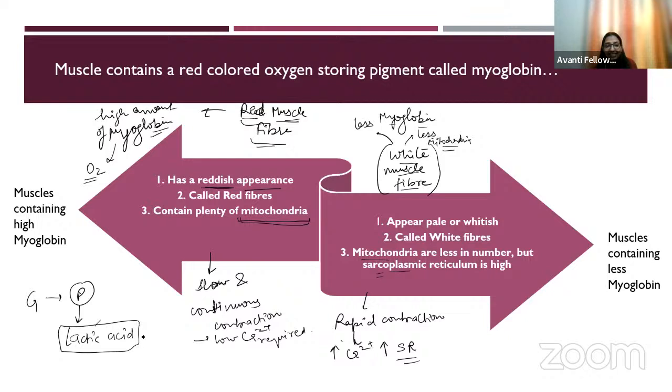Now this lactic acid has two fates. One fifth of the lactic acid will be oxidized and produce carbon dioxide and water. Four fifths of this lactic acid will go to the liver, and the liver will convert this lactic acid to glucose and send it back to muscle. This cycle, which takes place in the liver where lactic acid is converted to glucose, we call the Cori cycle. Okay.